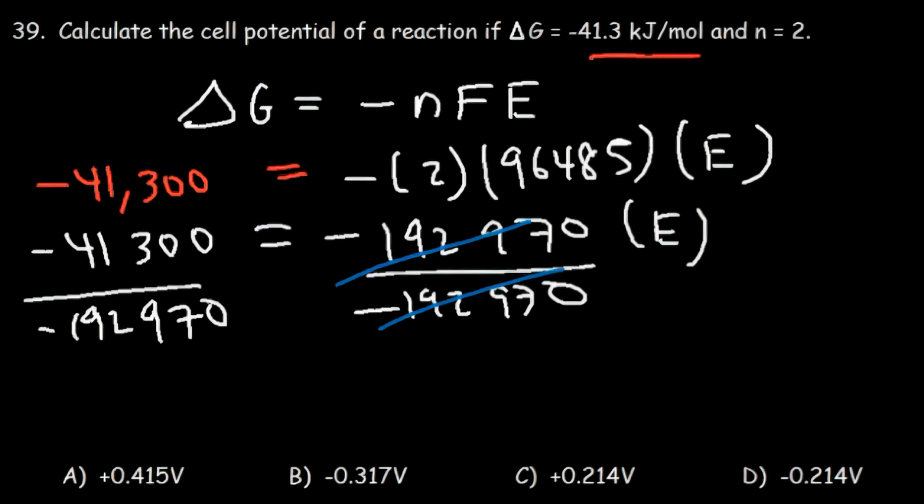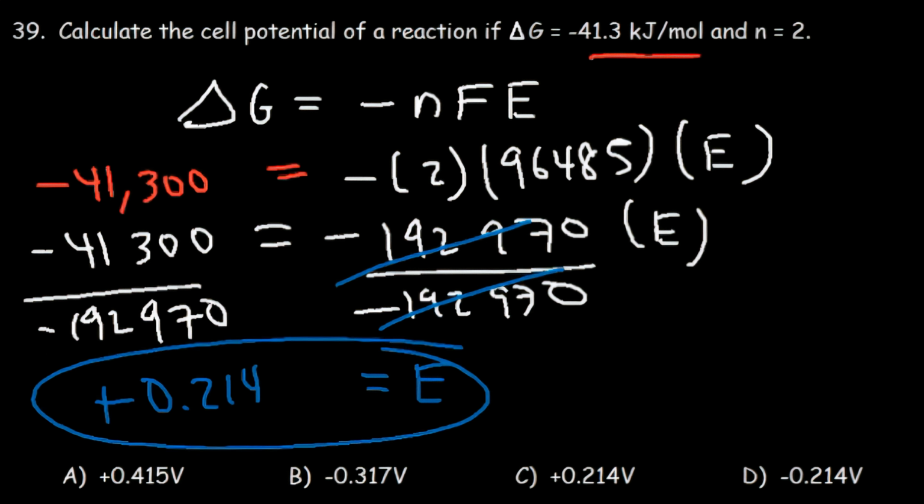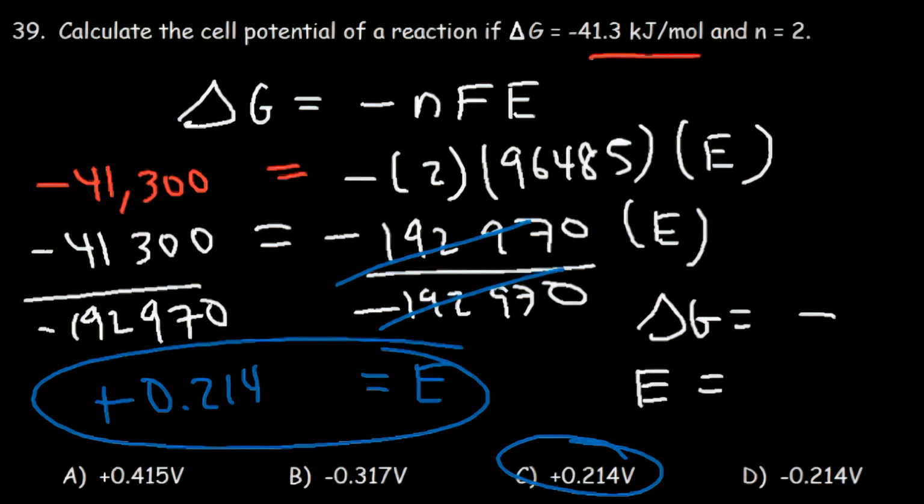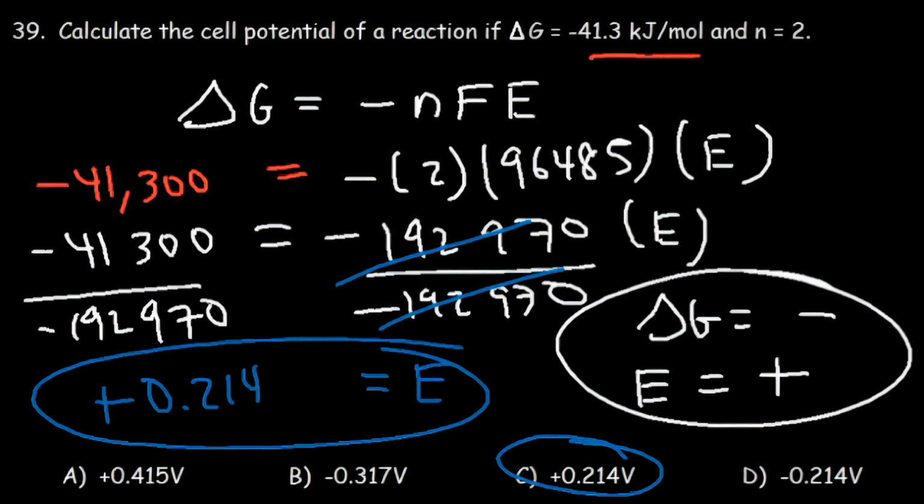So these cancel, and therefore the cell potential of this reaction is positive 0.214. The two negative signs cancel. So C is the right answer. Now keep in mind, when delta G is negative, we said it's spontaneous. And when E is positive, it's also spontaneous. The reason why the signs are opposite is due to the negative sign in the equation.